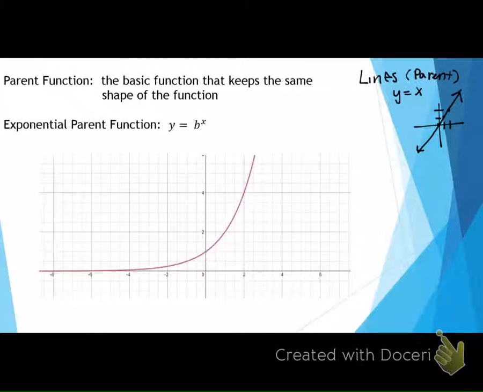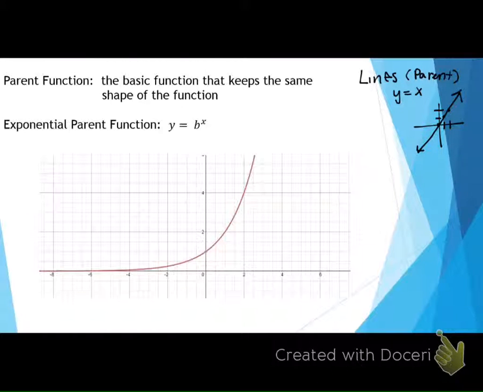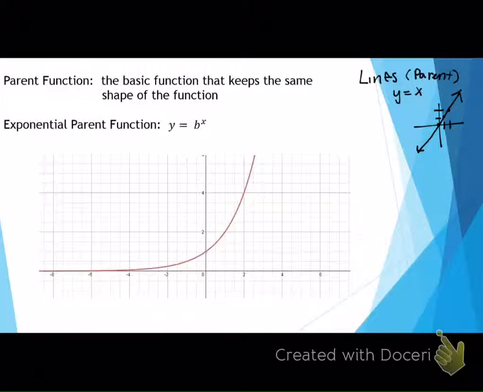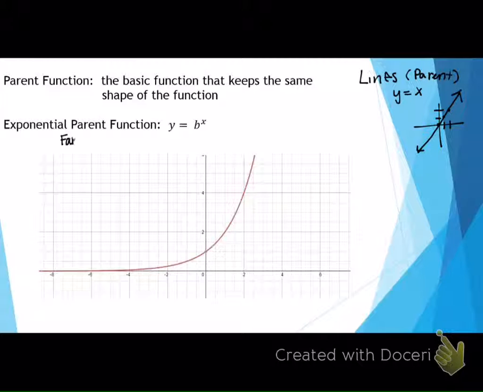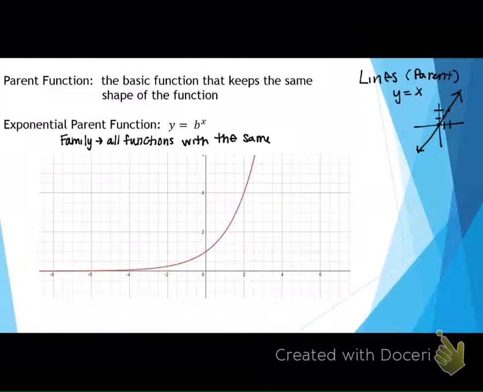So every single function you learn will have a parent. In this case, the parent function is going to be really different for every single type of function because it's going to be based on the base. So an exponential parent function is y equals b to the x, and it is actually kind of a family of functions. So all functions with the same b value are a family.